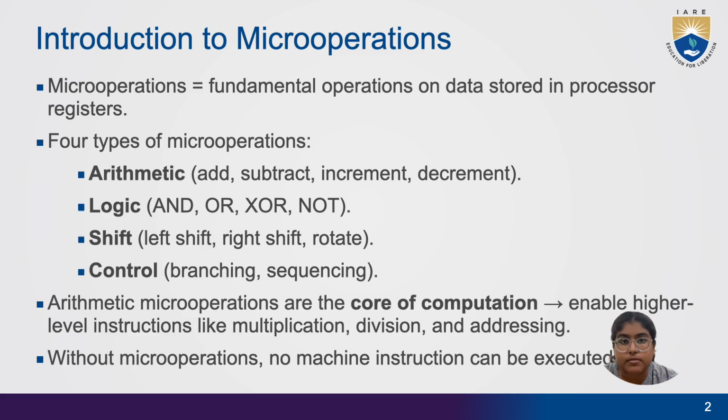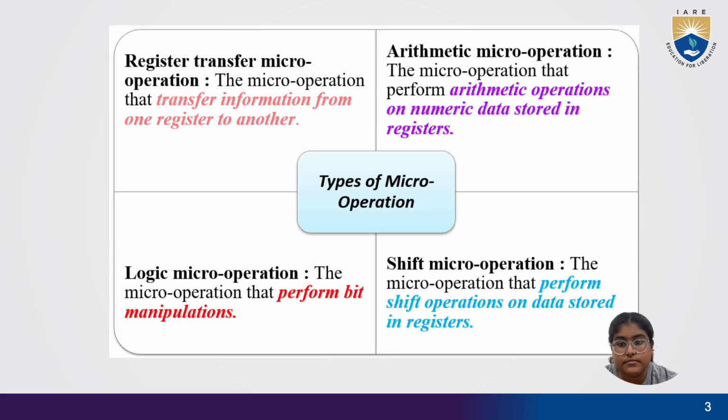Think of it this way. When you write a simple program like C = A + B, that line is broken down into several micro operations inside the CPU. The magic happens because arithmetic micro operations translate software instructions into hardware level actions. This is a diagram which depicts the different types of micro operations we've already discussed, which include arithmetic, logic, shift, and control micro operations.